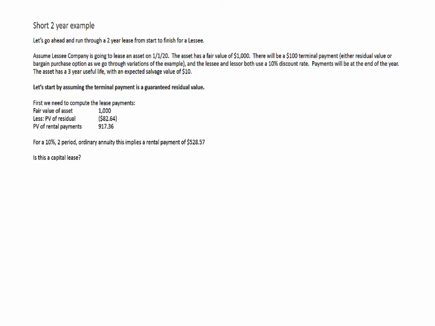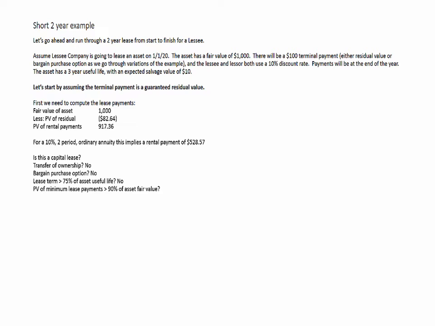Now we have to address the question of whether or not this is a capital lease. And again, we have 4 criteria. Is there a transfer of ownership? No. Is there a bargain purchase option? No. Is the lease term greater than 75% of the asset's useful life? No. 2-year lease, 3-year asset life. Finally, is the present value of the minimum lease payments 90% or more of the asset's fair value?